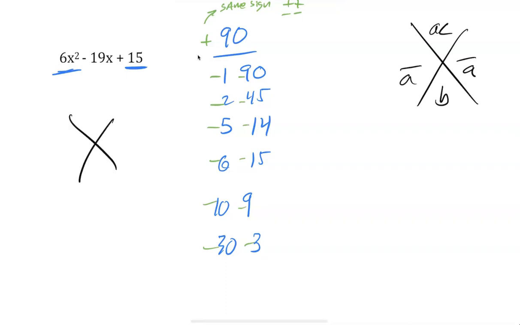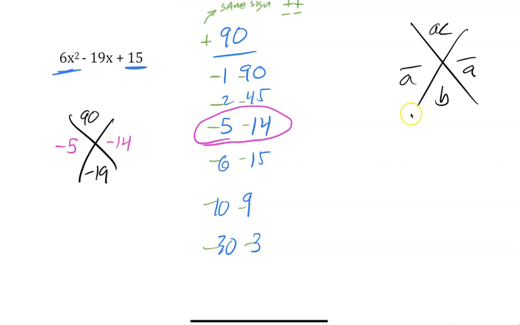Where's my big X? I never wrote it. 90, -19. Forgot to write the big X. Right, so 90, right? AC goes on top, -19, the middle B term goes on bottom, -19. So we have that. Now the one that works, when I add these two, I get -19. That would be these two right here, -5 and -14. Those two get me -19 when I add, so I'm putting them on the side here. -5 and -14. Don't forget, always put over A and reduce if you can.